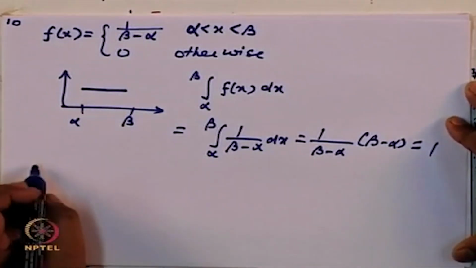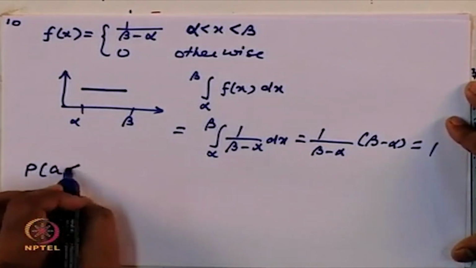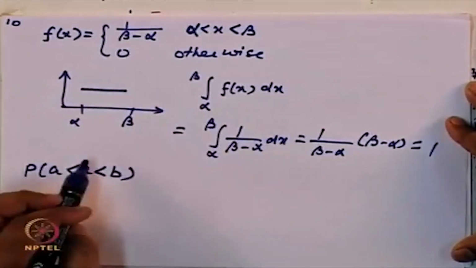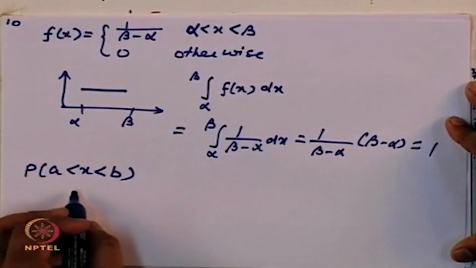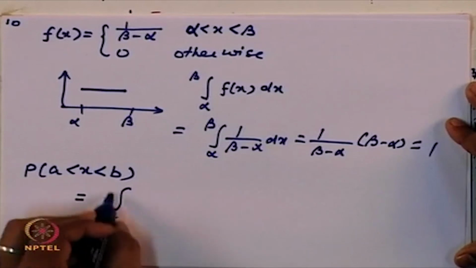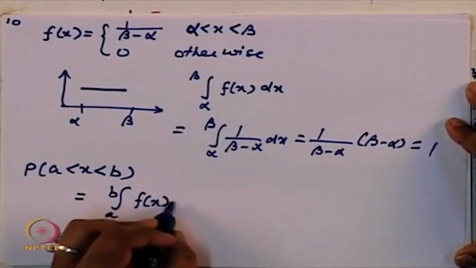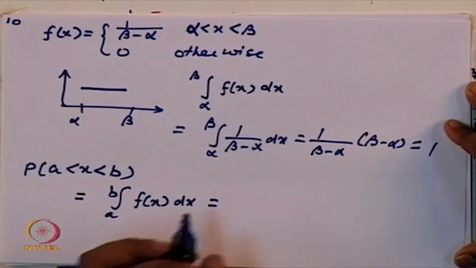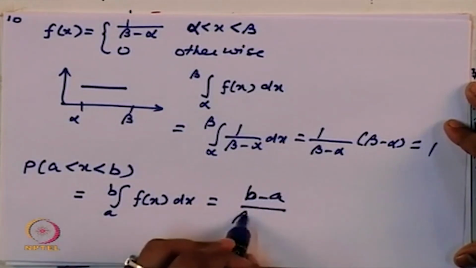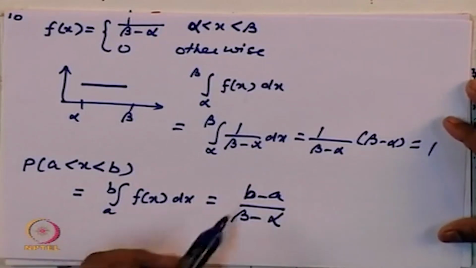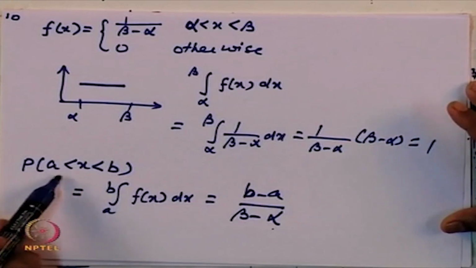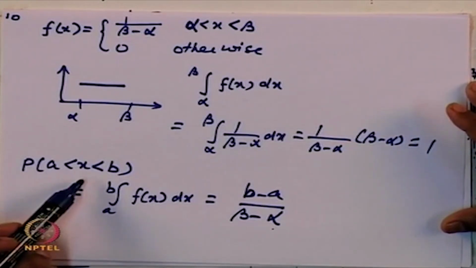Then what is the probability of a less than x less than b for a given uniform distribution like this? I can calculate the probability of a less than x less than b as nothing but the integral of a to b of f(x) dx, and this will give me the value of b minus a by beta minus alpha. As you can see, if your b was equal to beta and a equal to alpha, then this is the entire regime and your probability returns a value of unity.